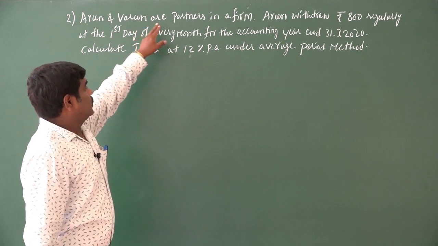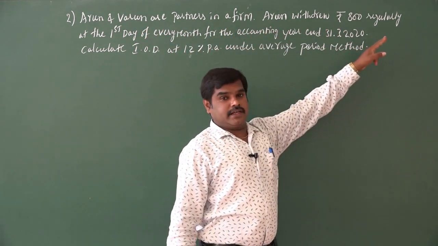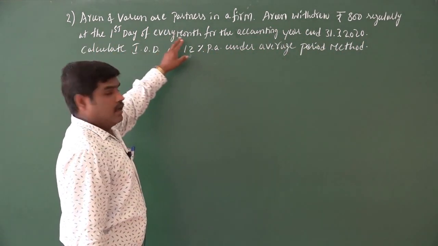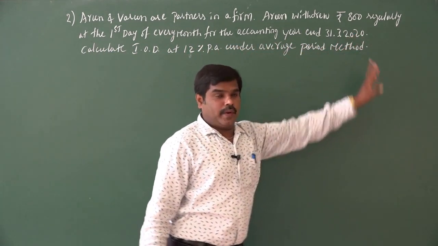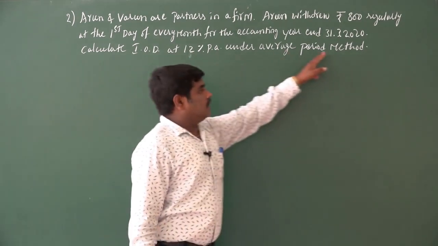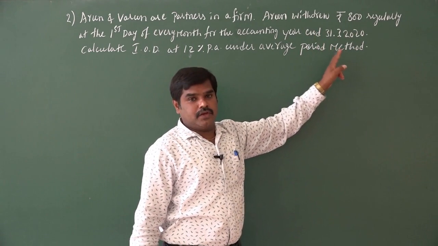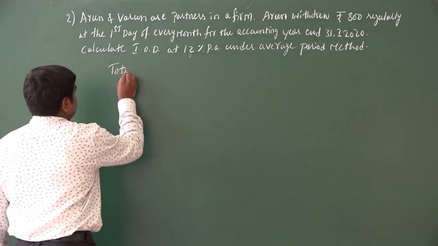Arun and Varun are partners in a firm. Arun withdrew rupees 800 regularly on the first day of every month for the accounting year ending 31st March 2020. Calculate interest on drawings at 12% per annum under the average period method. So, the average period method or shortcut method you have to apply. In the average period method, what do you have to do? First you have to calculate total drawings.